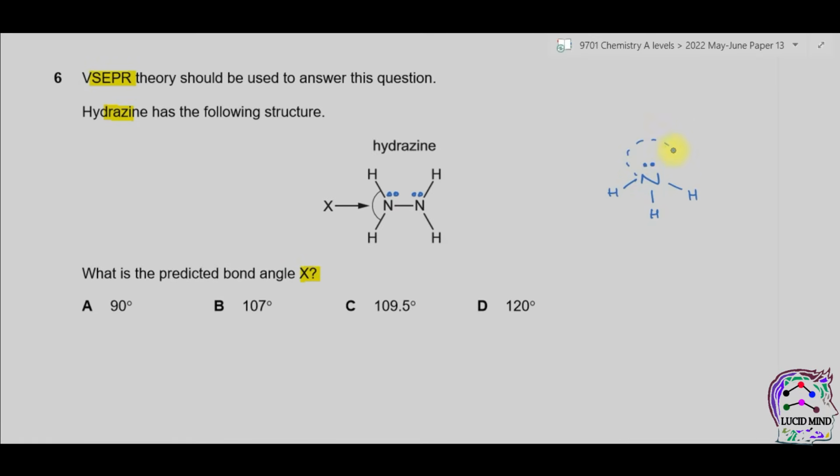Now the lone pair occupies more space, so the bond angle decreases from tetrahedral 109 to 107 degrees. So as this compound has a similar structure, we have 1 lone pair and 3 single covalent bonds, therefore the bond angle should be similar to that of ammonia, 107.